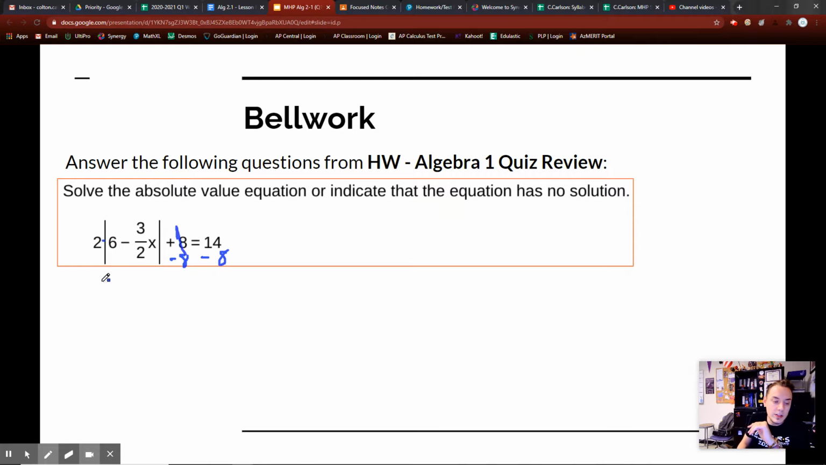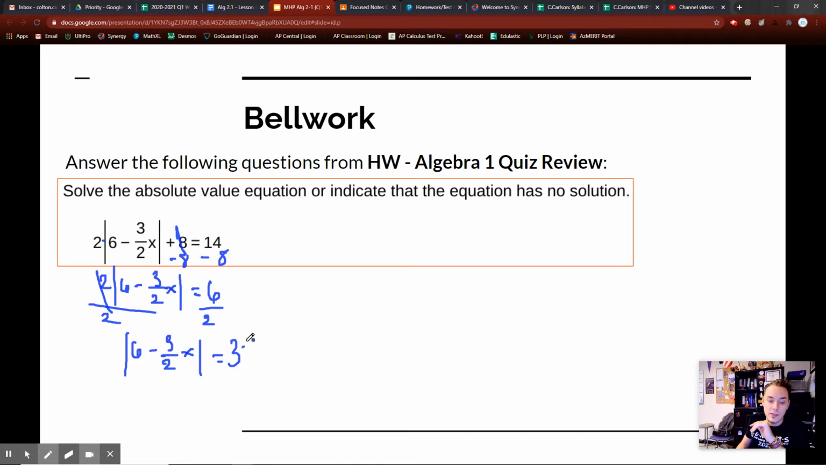So that goes poofy. So now I'm left with 2 times the absolute value of (6 minus 3) over 2x, and this equals 6. Now I can divide by 2, because again, I'm just trying to get it by itself. So the absolute value of (6 minus 3) over 2x equals 3.